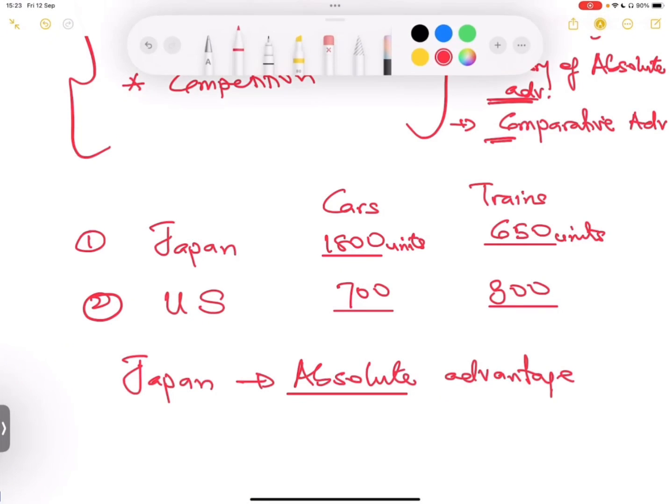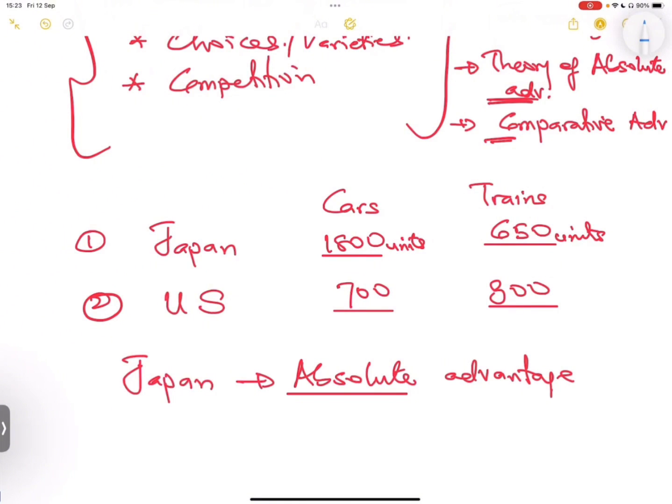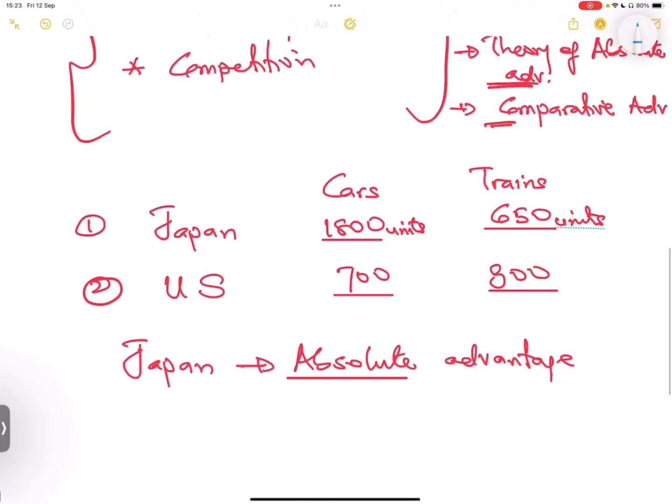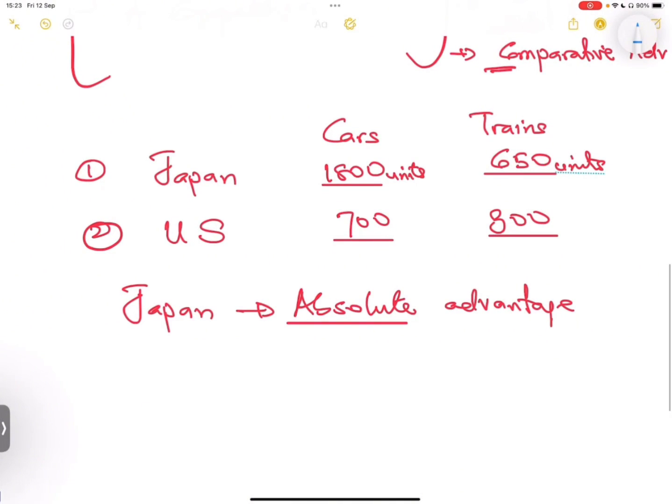Now, what about comparative advantage? That is slightly different. And please pay attention. Slightly different because here you need to be talking about the opportunity cost to be able to decide which country has a comparative advantage. And this is what you have to do.